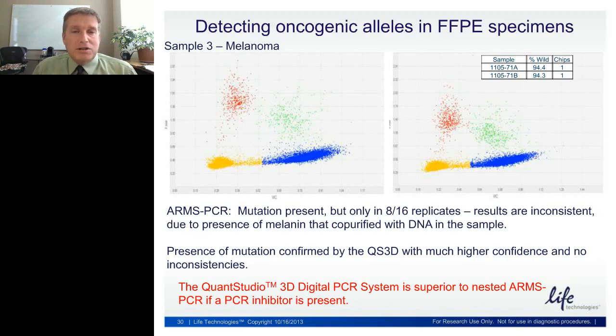And for this reason, Dr. Springer concluded that the digital PCR system is superior to nested ARMS if a PCR inhibitor is present. And we found similar things when we look at environmental samples where humic acid is present, or at blood samples with heparin, SDS, or other inhibitors of traditional PCR. Digital PCR is much less sensitive to those inhibitors than traditional PCR.